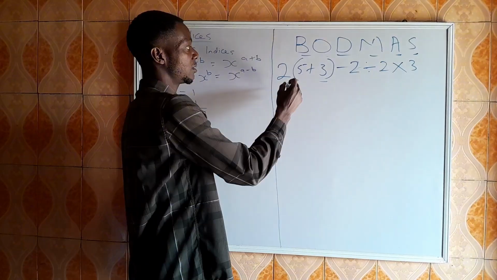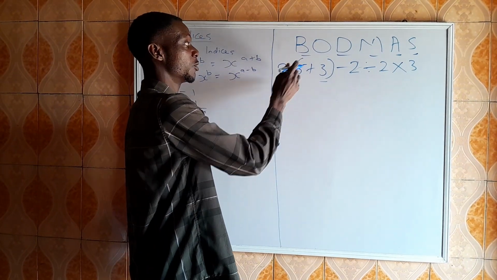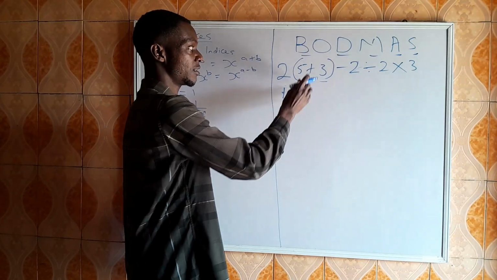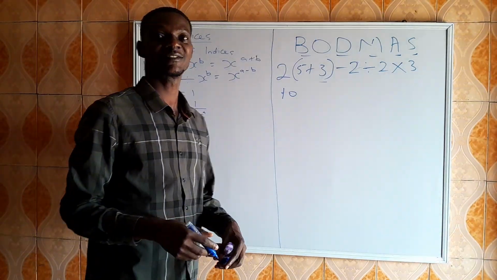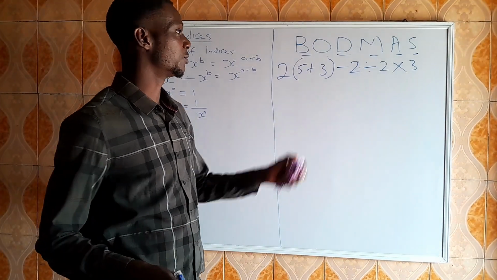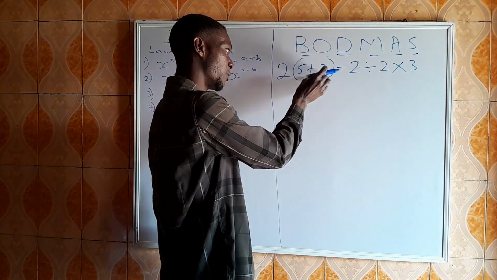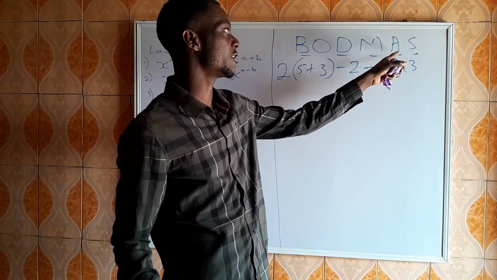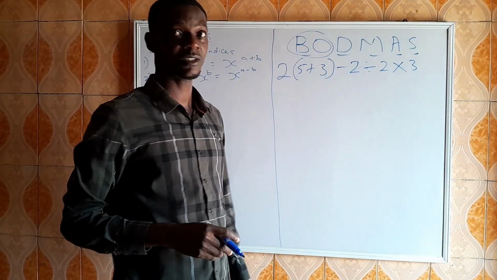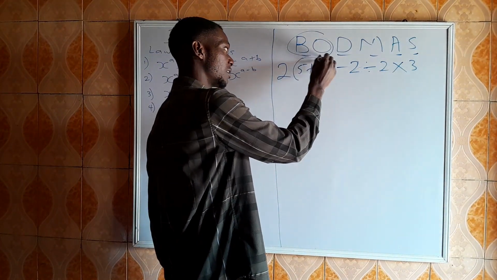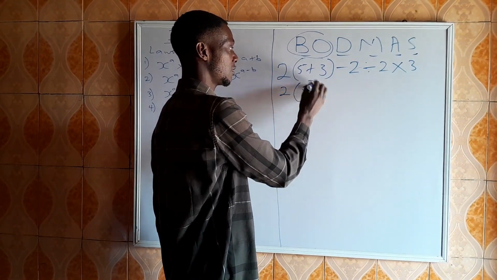And to do that, there will be 2 multiplied by 5, so you have 10. So the first thing you need to do is to solve everything you have inside the bracket, which is this 5 plus 3. Although note, the addition is after division and multiplication, because of this first rule, which is brackets, you need to first solve everything inside the bracket. So you have 5 plus 3, which will be 8.